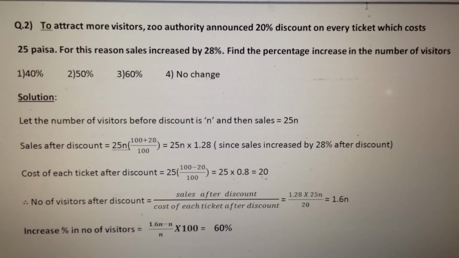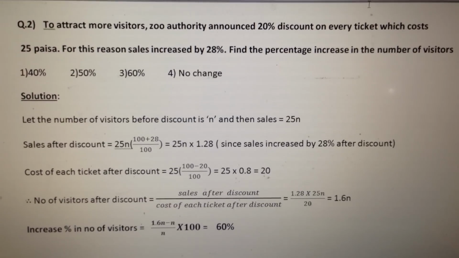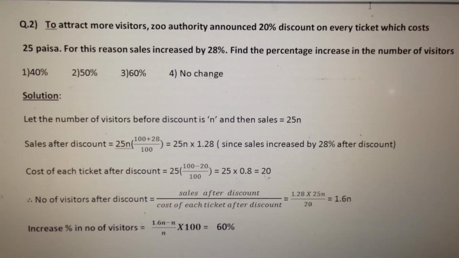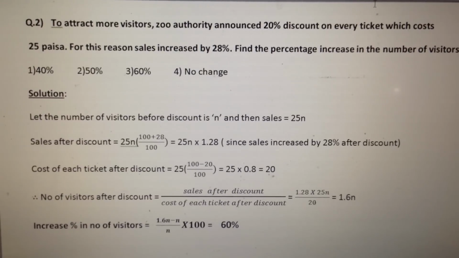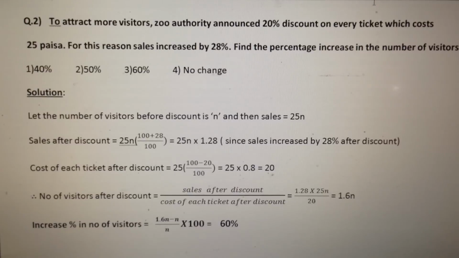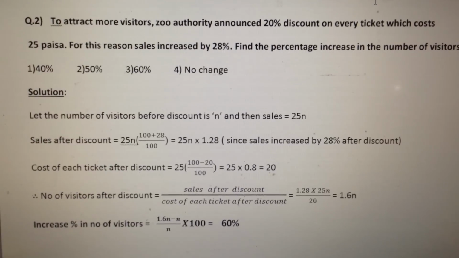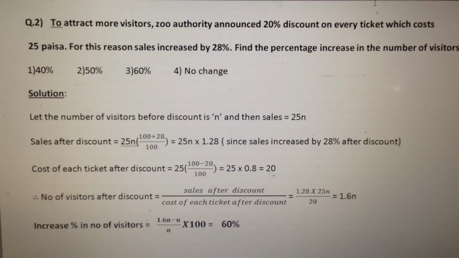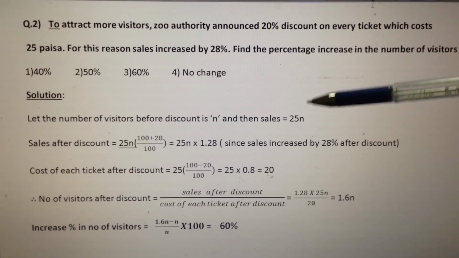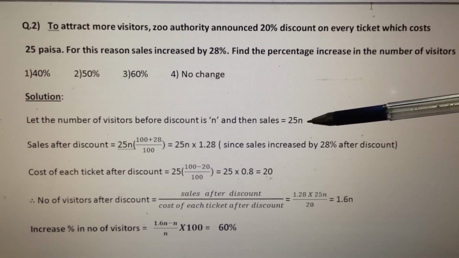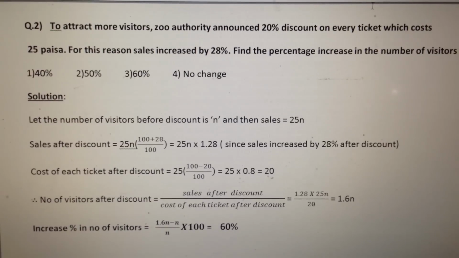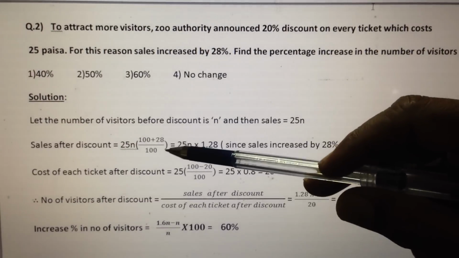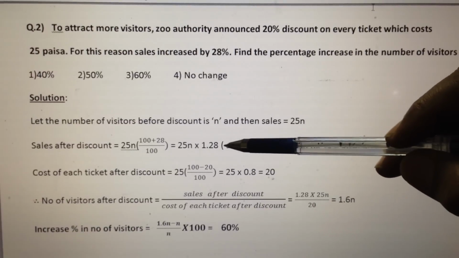Next question. To attract more visitors, Zoo Authority announced 20% discount on every ticket which costs 25 paise. For this reason, sales increased by 28%. Find the percentage increase in the number of visitors. Now here is the solution. Let us consider that the number of visitors before discount as N. So the sales before discount is equal to 25N. Now it is given that the sales have increased by 28%. So the sales after discount is equal to 100 plus 28 by 100, which is 1.28 into 25N.